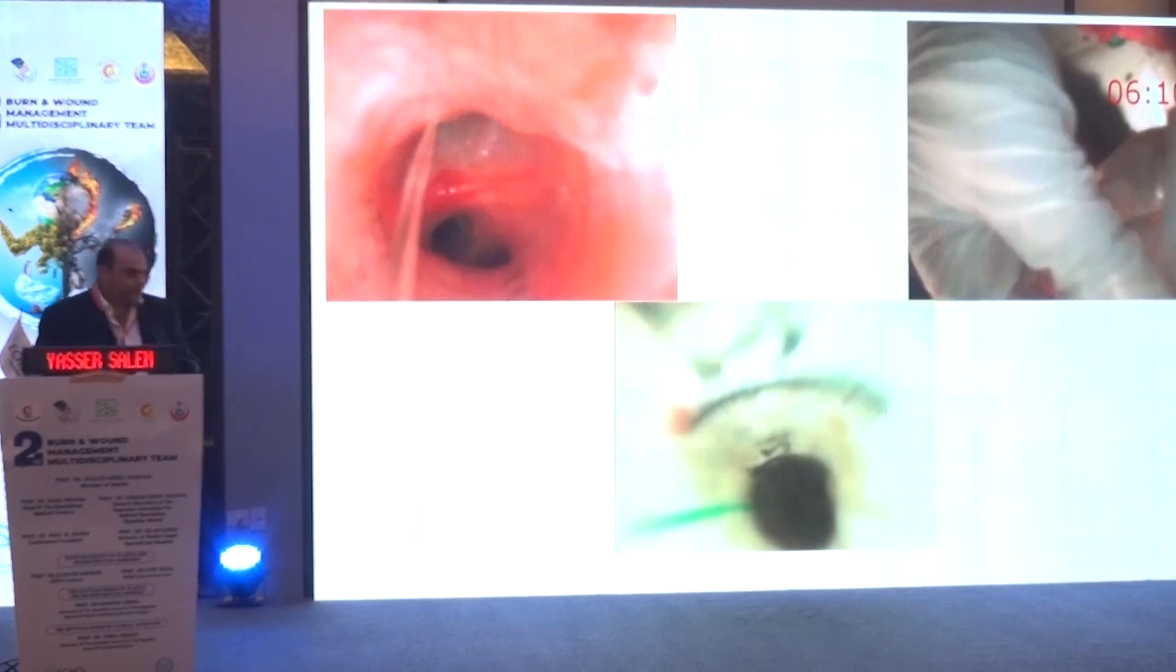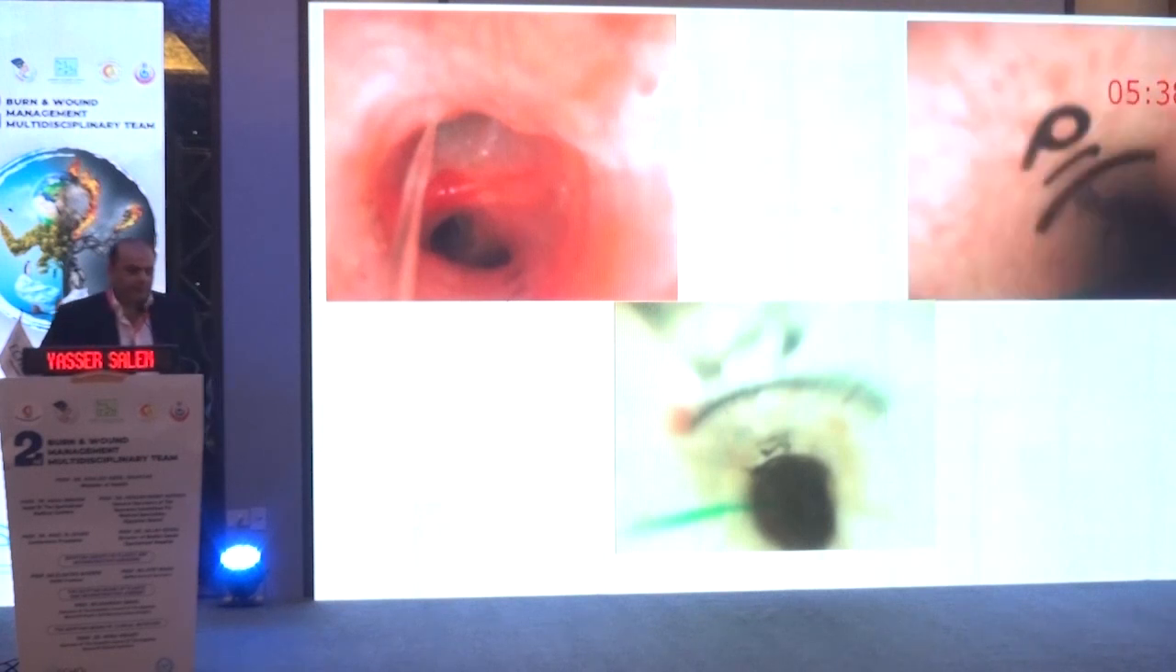Actually, this is a real patient from our unit. The patient presented to us, she was 25 years old, with 38% total burn surface area with a full face, full thickness burn, and severe inhalational injury post-suicidal attempt.